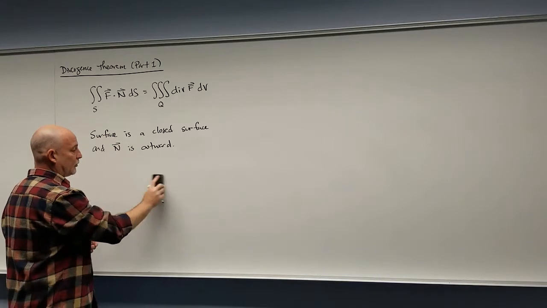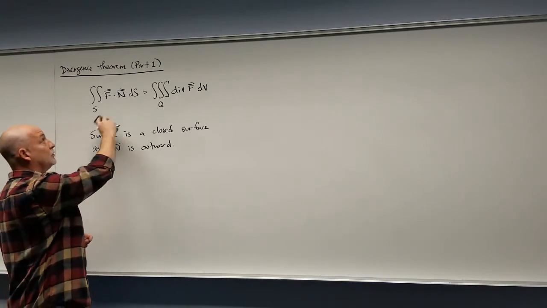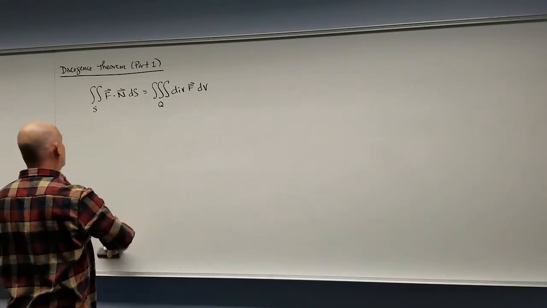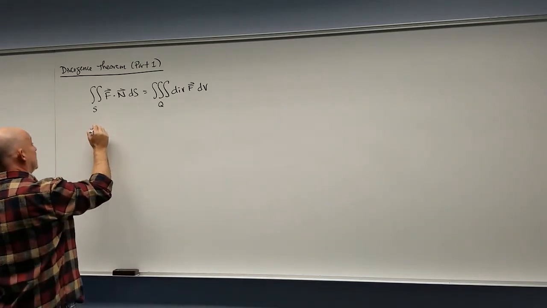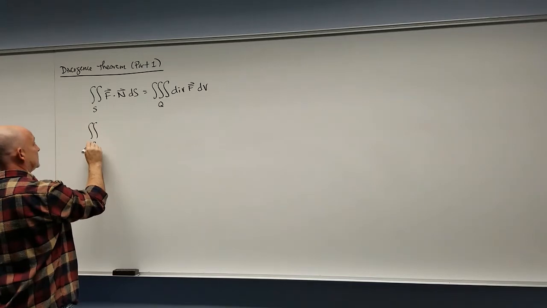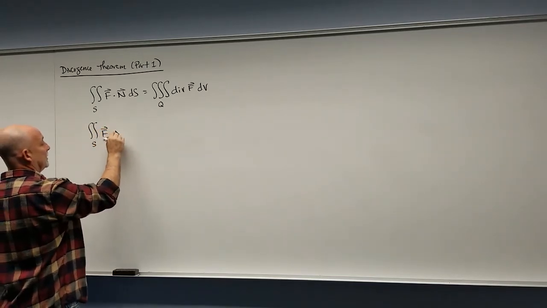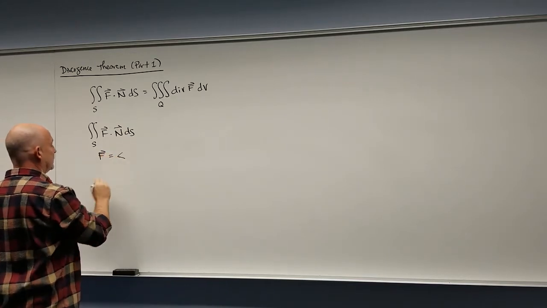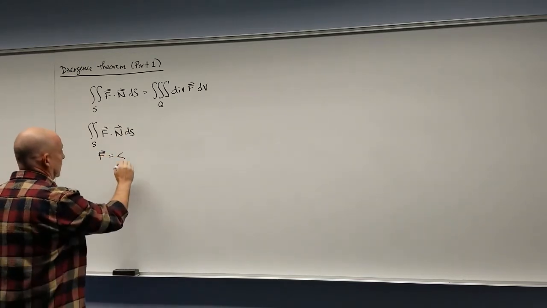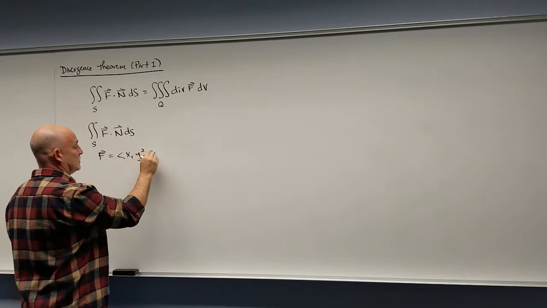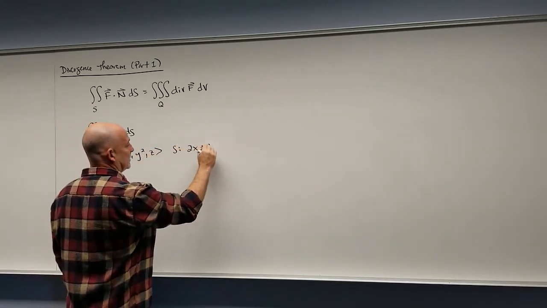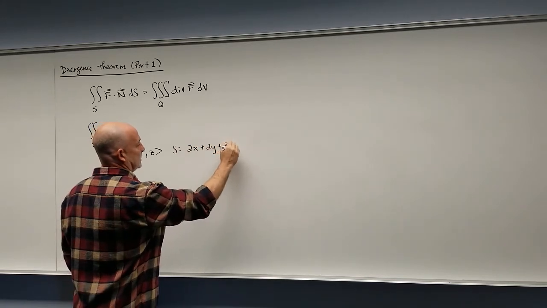So let's see if we can prove this theorem. That means we're going to do two sides. That's why we got part one again. So let's get this out of here and come up with an example. Let's say that we want to find the surface integral of F dot n dS, where F is the field x, y squared, z, and the surface is 2x + 2y + z = 6.